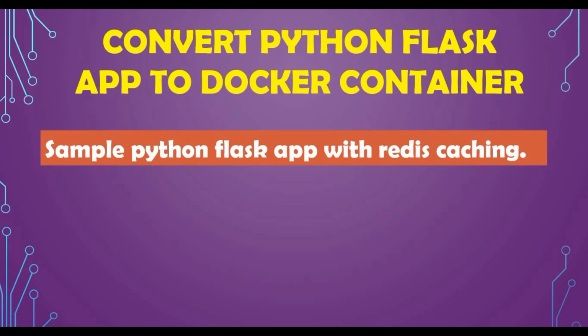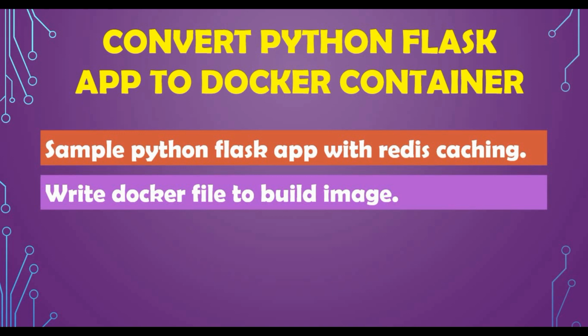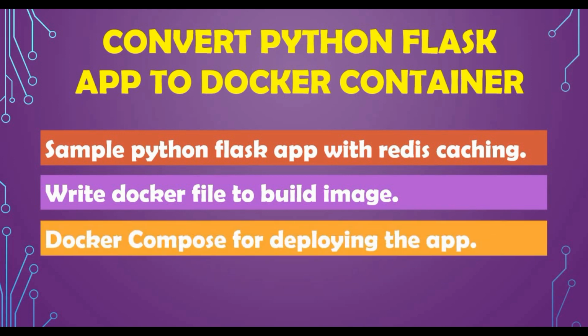In order to do that, we are going to use a simple Python Flask app with Redis caching. We'll also see how to write a Dockerfile for building a Docker image for the Python Flask app, and what dependencies the app needs to be built. And we'll see how to write a Docker Compose YAML file, so that when we deploy your application using Docker Compose, it can create all the containers.